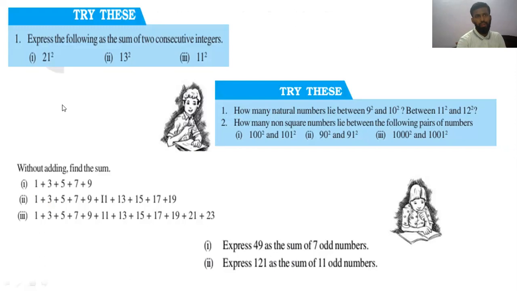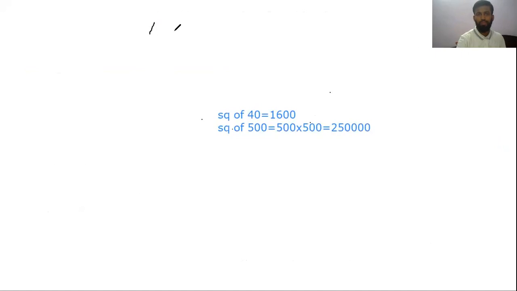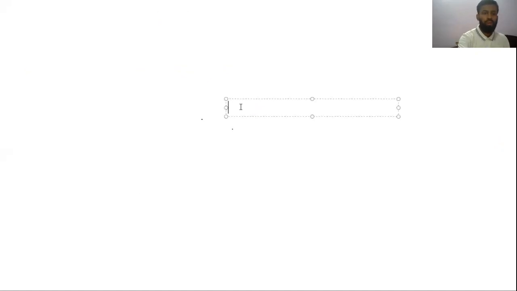First question. Express the following number as the sum of two consecutive integers. Remember the property? We had a square number, and we had to write the square of that number as the sum of two consecutive numbers. I'm reminding you the property once again by an example. If I have the square of 9, this is only valid for odd numbers, I have to write the square of 9 as a sum of two consecutive numbers. So for the first number, you do 9 square minus 1 by 2. Second number, 9 square plus 1 by 2.